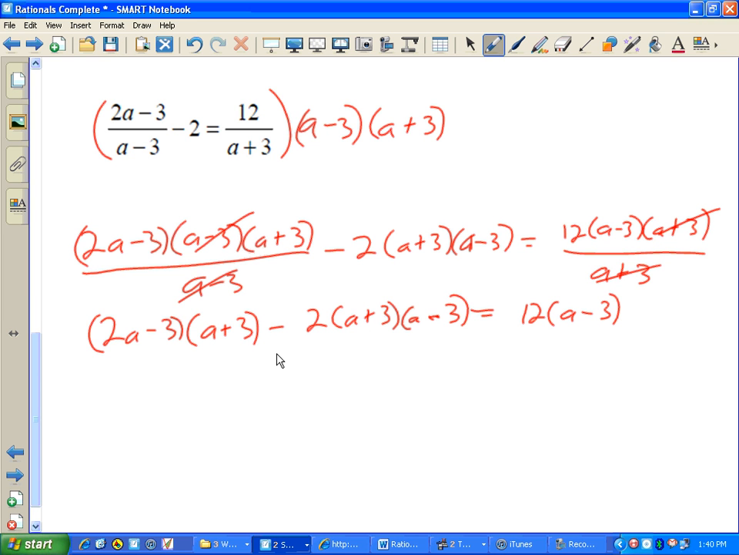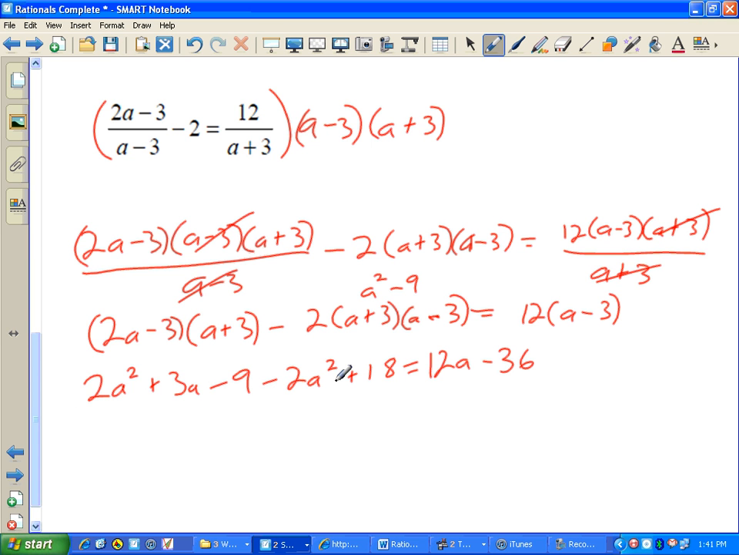Now we can distribute and use our normal solving methods because nothing else is going to cancel out of all three of these things. So if I multiply this out, I get 2a squared plus 6a minus 3a is plus 3a minus 9. Here I'm going to distribute these things together. If you notice, this is a difference of squares, so I know this is going to end up being a squared minus 9. And I have to multiply that by this negative 2. So that's going to give me a negative 2a squared plus 18. And that's going to equal 12a minus 36.